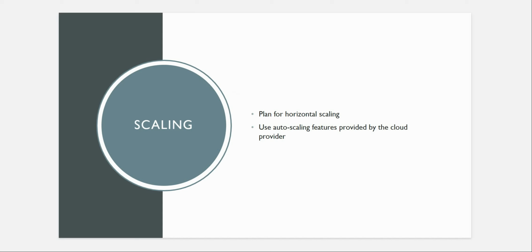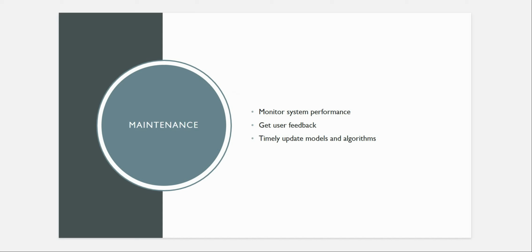Then we have scaling. Plan for horizontal scaling by adding more instances or nodes as demand increases. But you should also think about the auto scaling features provided by your cloud provider to automatically adjust resources based on the load. These two factors truly depend on what kind of infra you are selecting, whether you are on-prem or on the cloud.